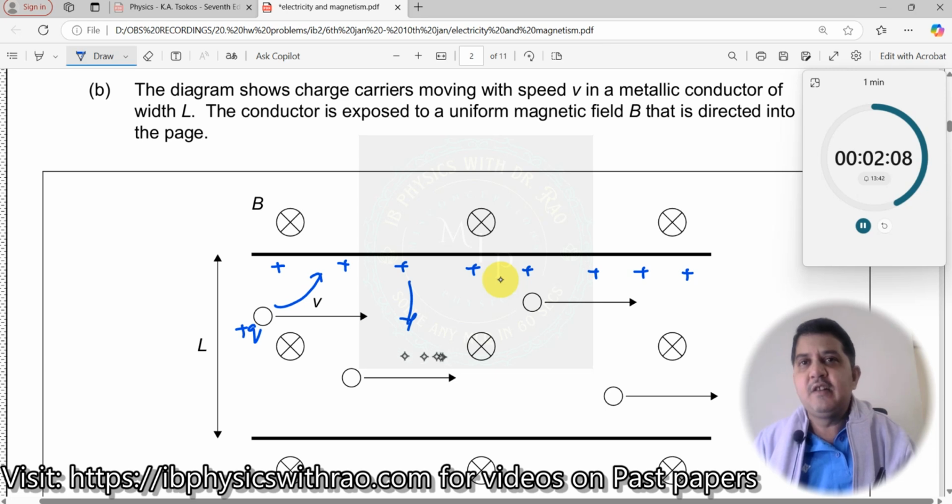So if that is the case, this is your FB force, and this is nothing but your repulsive force, and as a result of it, it's going straight away like this. Okay, now what is being asked?